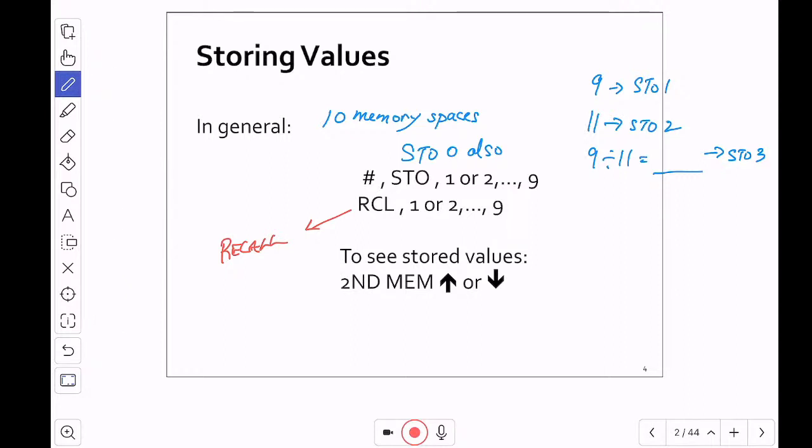So let's just continue. Let's enter these values again. First, 9 in store 1, 11 in store 2. The result of this in store 3. Then let's recall 3 and multiply it by 11. What should we get?